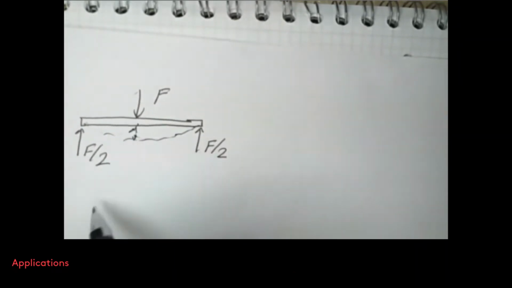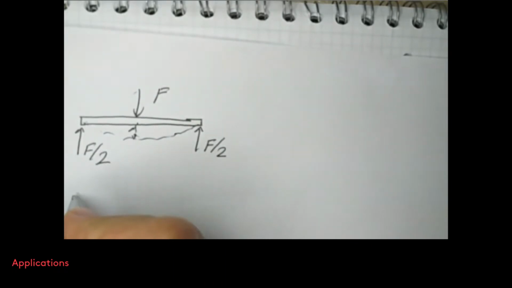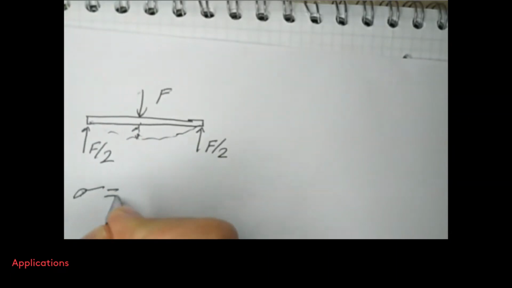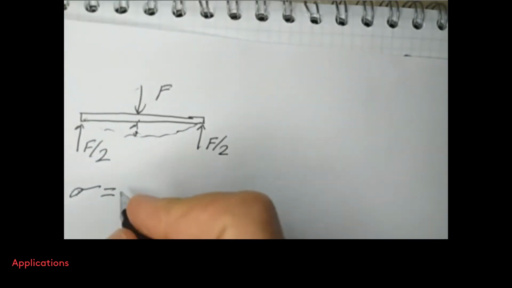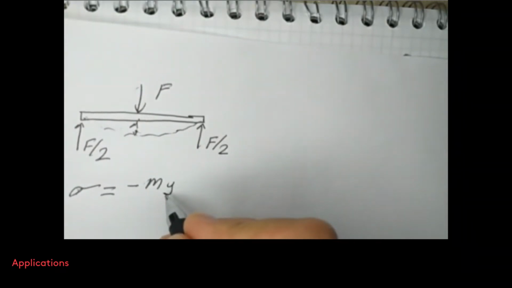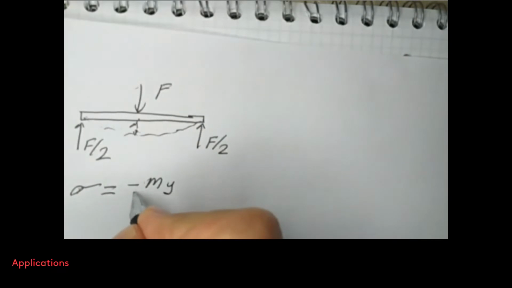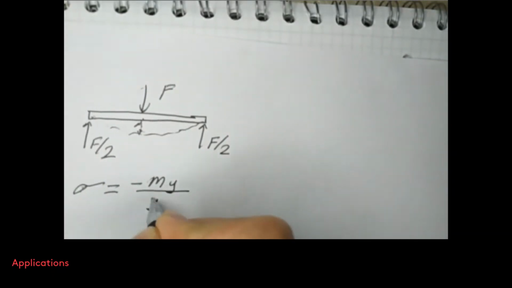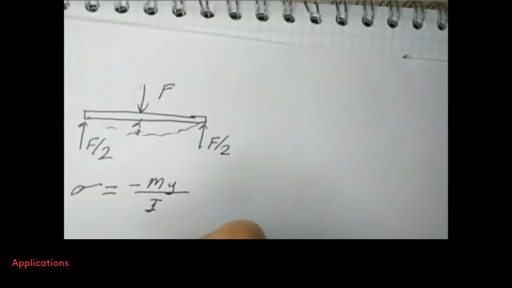So for a bending, stress at a point is moment at that location multiplied by the y. Y is the distance from the neutral axis divided by bending moment of inertia. Okay, so this is our stress. Now let's write the strain energy for this beam.